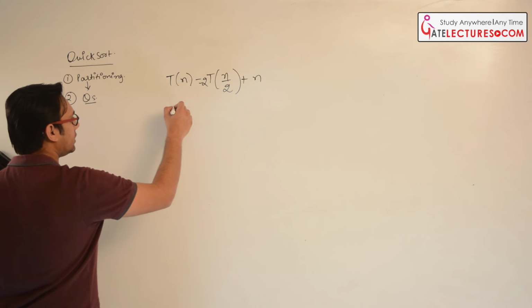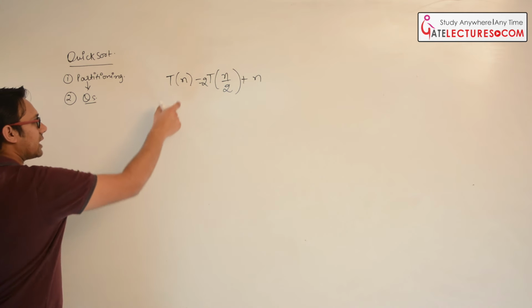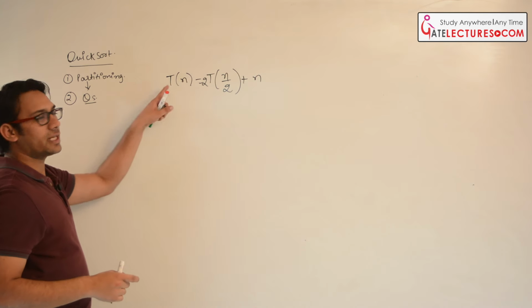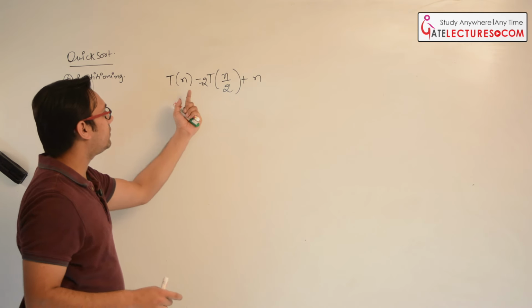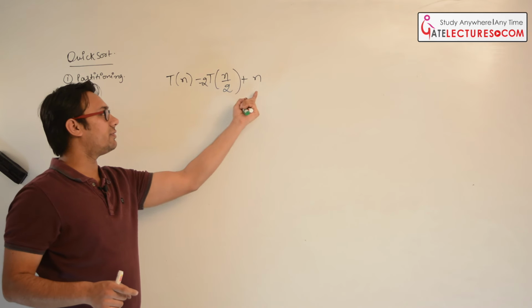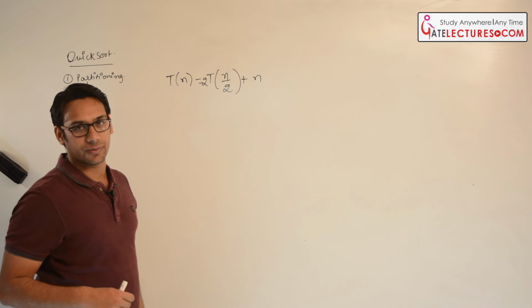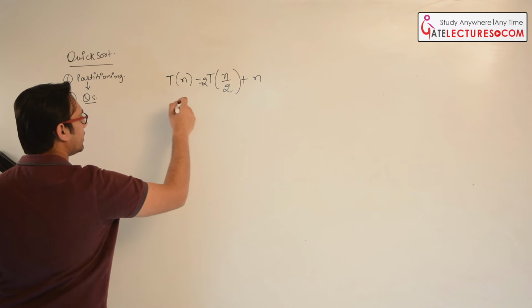We have T(n) is equal to 2T(n/2) plus n. That means the time taken to sort n data items will be equal to 2 times the time taken to sort n/2 data items, plus order of n for the partitioning procedure. Okay. So here we have T(n/2). Right. So let us find what is the value of T(n/2).